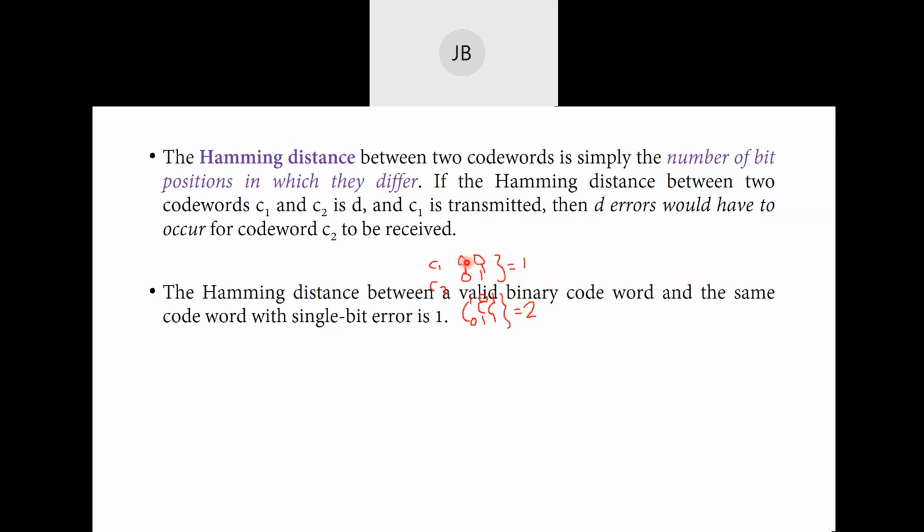So 0 0 is a valid sequence when we have 2 bits. 0 1 is also a valid sequence when you have 2 bits. So this statement is applicable to this scenario here. The Hamming distance between a valid code word and the same code word with a single bit error is 1. So here 0 0, but maybe there is some error and it becomes 0 1.